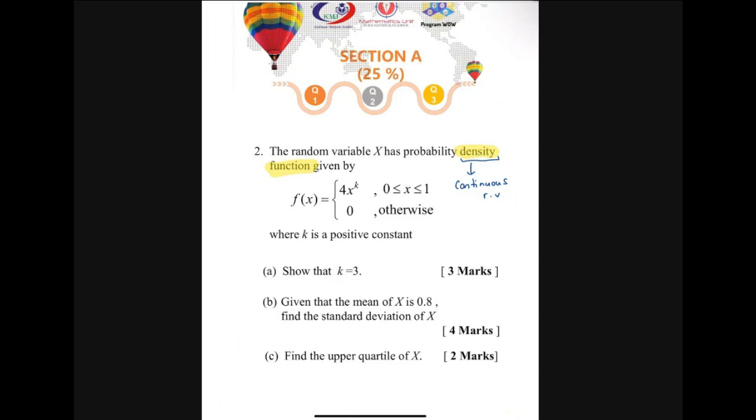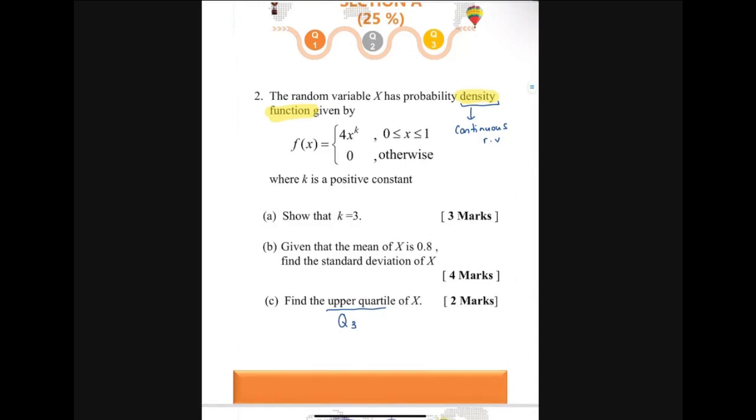So for this random variable, we have to find the upper quartile of x. What is upper quartile? So upper quartile is actually Q3. Okay. So for Q3, as we all know, that is 3 over 4 of our observation. So means we want to find quartile when our final answer is 0.75. Since this is continuous random variable, we have to integrate our function. So from 0, our lower limit, up to Q3. That's what the question asks for.